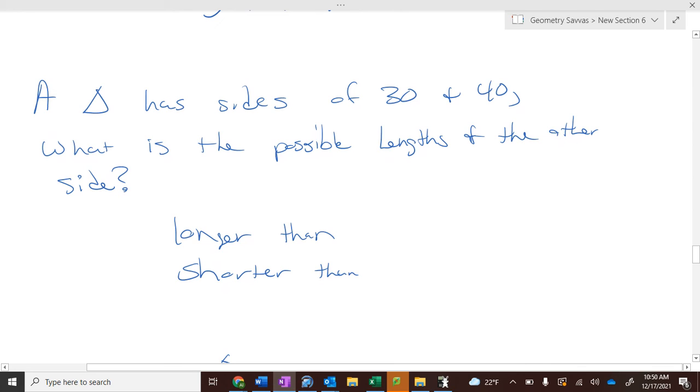If a triangle has sides of 30 and 40, what's the possible lengths of the third side? It has to be longer than how much? It has to be longer than 10 and shorter than 70. Because you subtract them to find what the shortest side has to be longer than, and you add them to find what the longest side has to be shorter than.